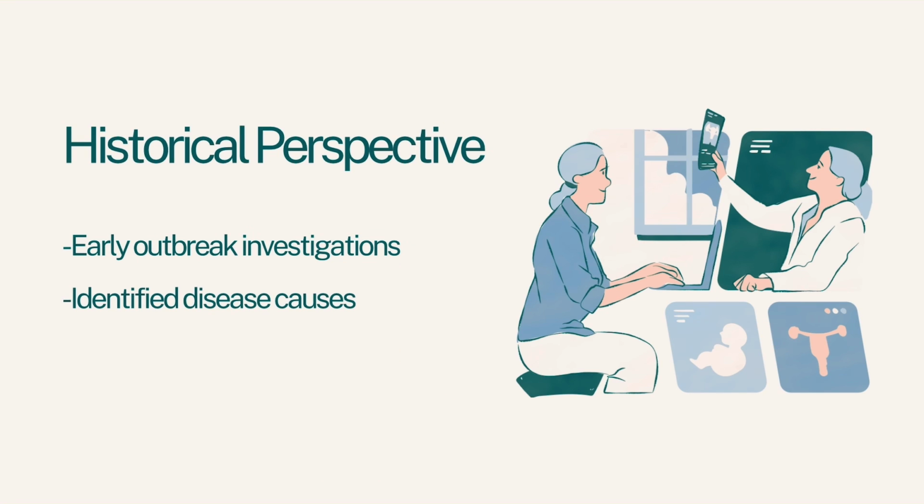Cohort studies have an interesting history. Think back to the 1850s when John Snow investigated cholera outbreaks in London. While not a cohort study in the modern sense, it laid the groundwork for following populations to understand disease causes. Over time, cohort studies became more structured, allowing researchers to track large groups systematically and uncover links between exposures and diseases, like the famous Framingham Heart Study, which transformed how we understand cardiovascular risk.